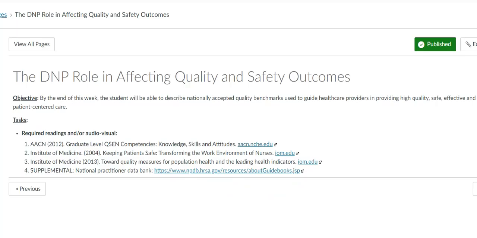This week, we will discuss the role of the DMP in affecting quality and safety outcomes. We will also look nationally at accepted quality benchmarks used to help guide healthcare providers.